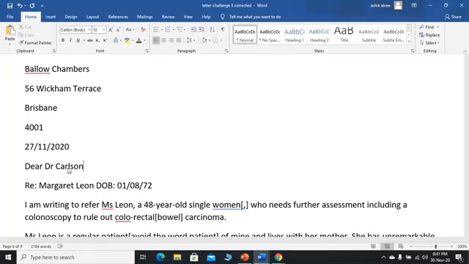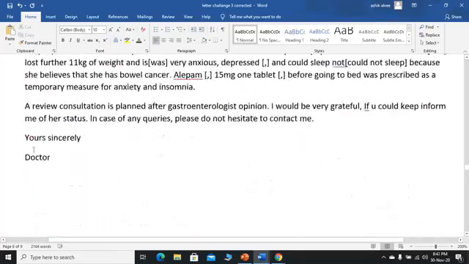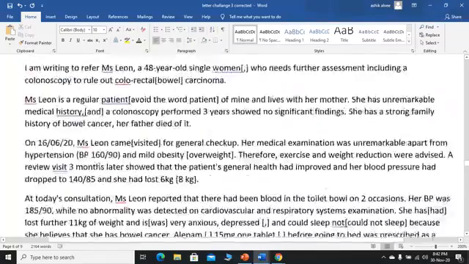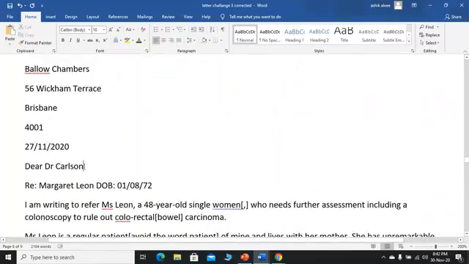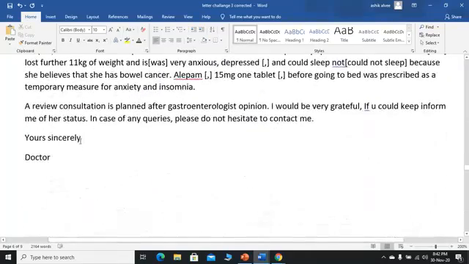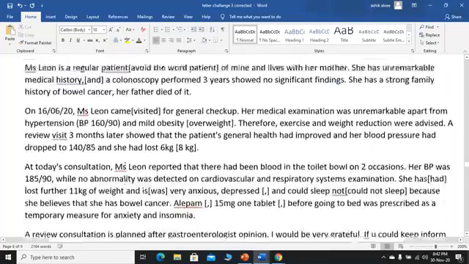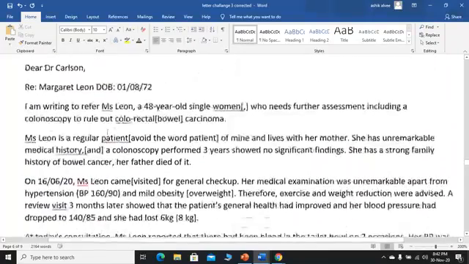But if you do not use a comma in here, you cannot use a comma here after your sincerely. And if you use a comma after dear Dr. Carlson, you have to use a comma after your sincerely. I think you get it. Okay, let's move on to the body of the letter.